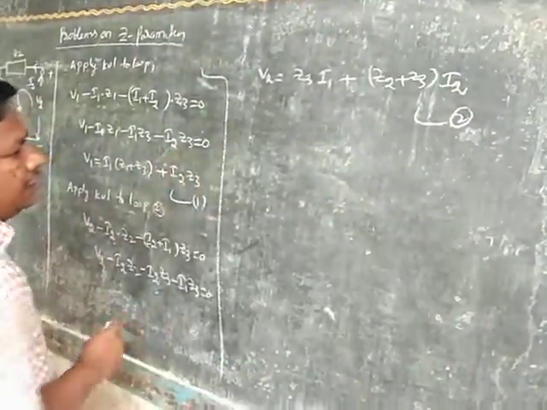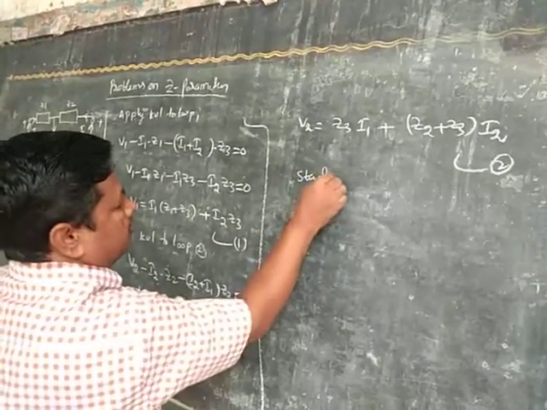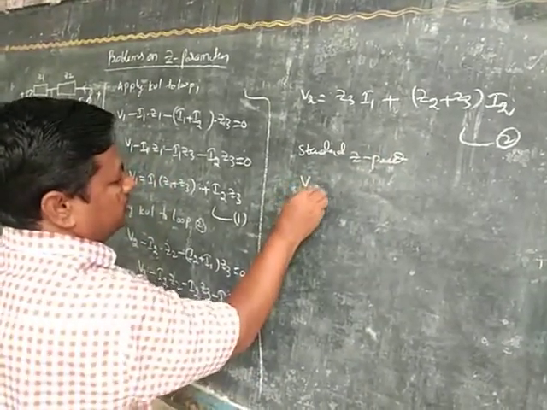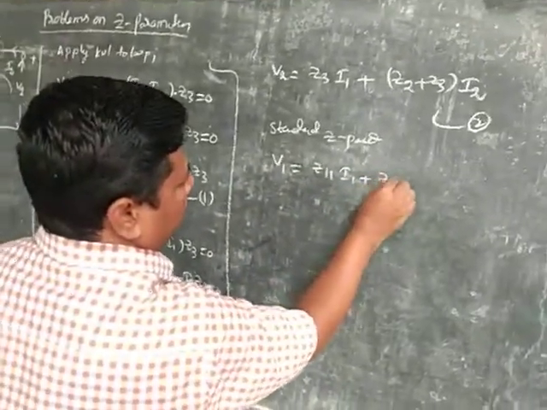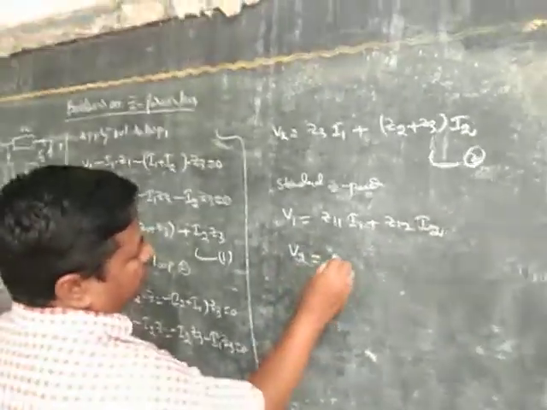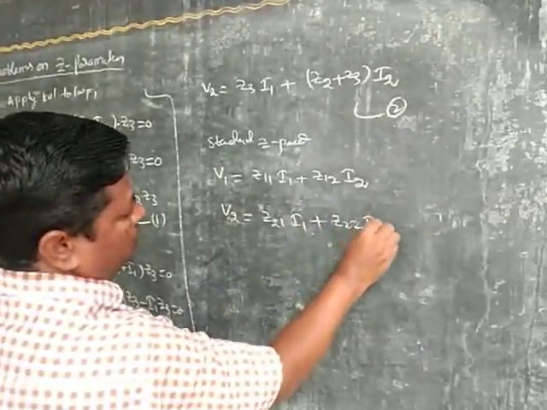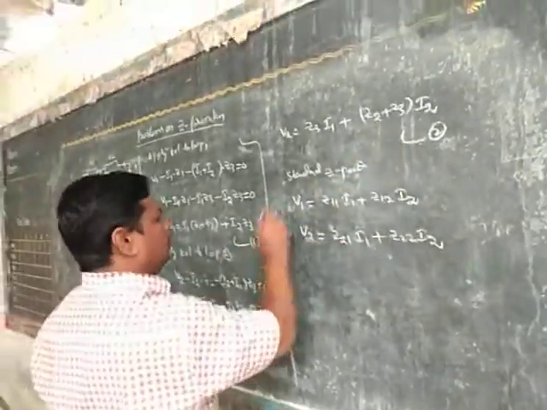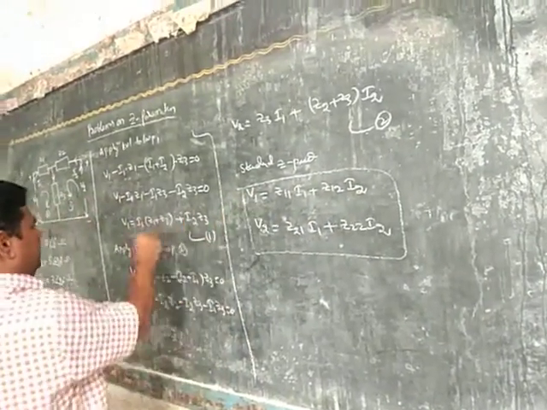Compare this first and second equation with the standard Z parameter equations. Standard Z parameters: V1 is equal to Z11 I1 plus Z12 I2. Second equation, V2 is equal to Z21 I1 plus Z22 I2. Compare these two equations with the standard equations. Here it is V1, here it is V1.